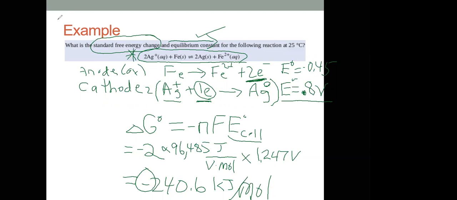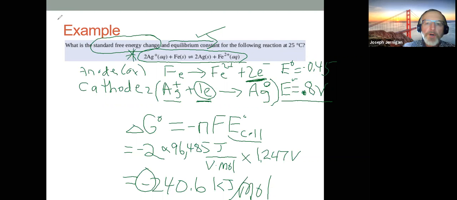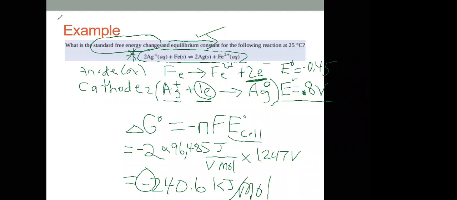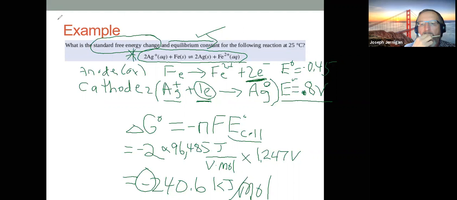Dr. Jernigan? Yes. We had 2 moles of electrons transferring there. But do you not put moles with that too? Because if you did, then you'd cancel out and you'd just have negative 240.6 kilojoules. In other words, we don't have kilojoules per mole, we just have kilojoules because that would cancel. I think you're right. Yeah, that's interesting.